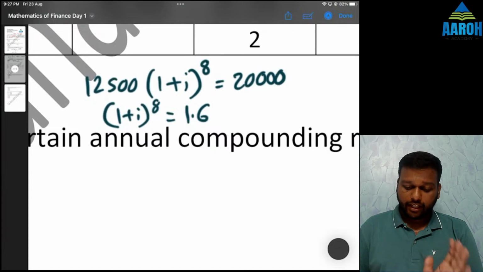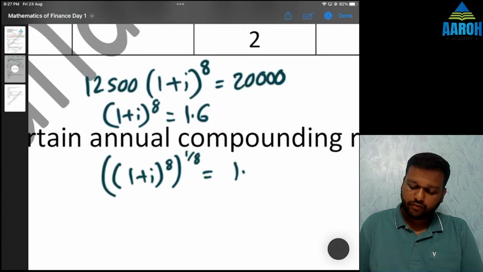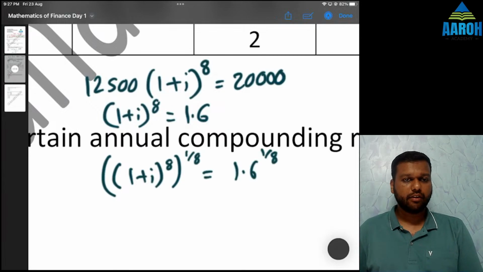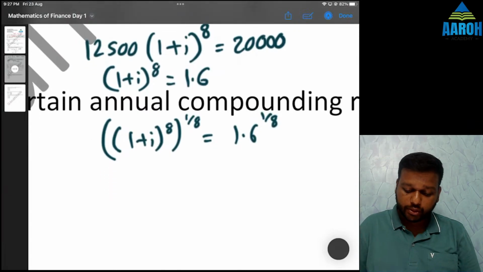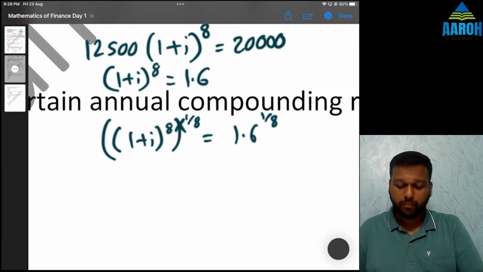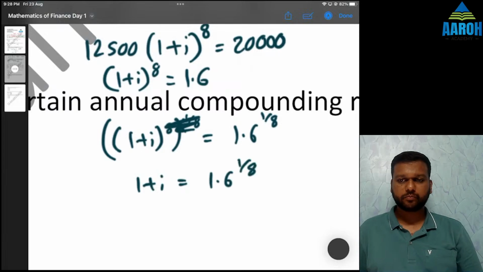So there is one thing that we can do: we can raise both sides by 1 by 8. What will happen? We know that a raised to m bracket raised to n is equal to a raised to m into n. So we'll just do 8 into 1 by 8, so that will be cancelled. And we'll just get 1 plus i is equal to 1.6 raised to 1 by 8.